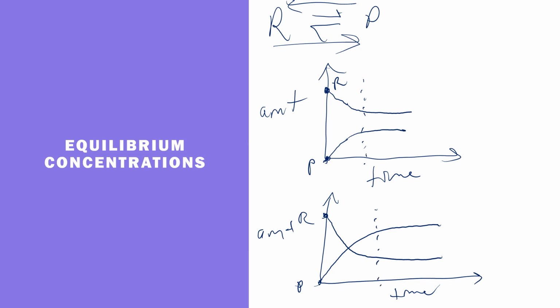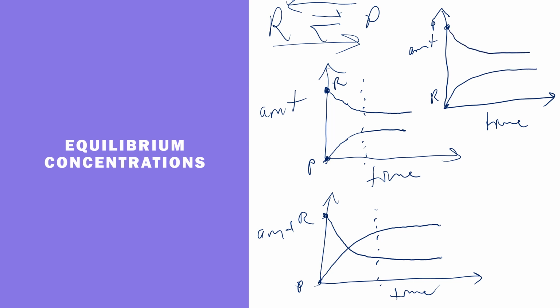You can also reach equilibrium if you have just products to begin with and you don't have any reactants. You can still reach equilibrium that way. But as long as it levels out like that, and when it reaches constant amounts, that's when it reaches equilibrium.